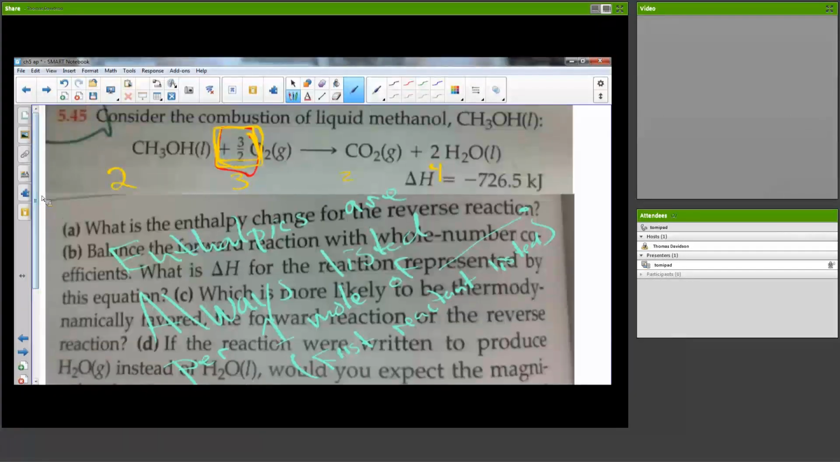So one of the questions, B, asks us to write it out balanced normally. So 2, 3, 2, 4, that's the answer to B. Letter A is easy. What is the enthalpy change of the reverse reaction? You would just go like this and put a plus sign, right? You okay with that? All right. But part C, I'm going to get rid of this.